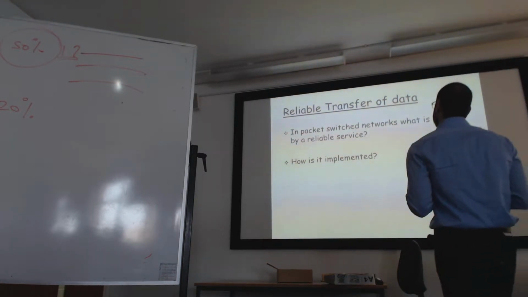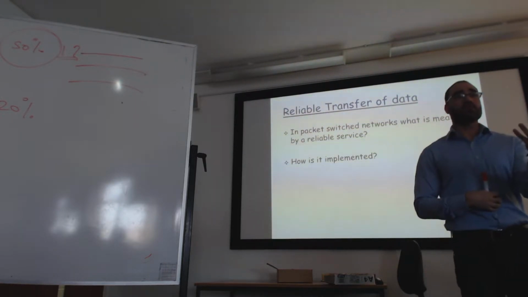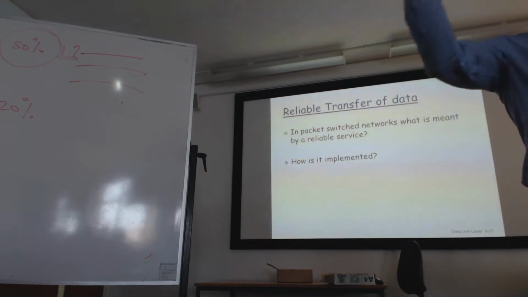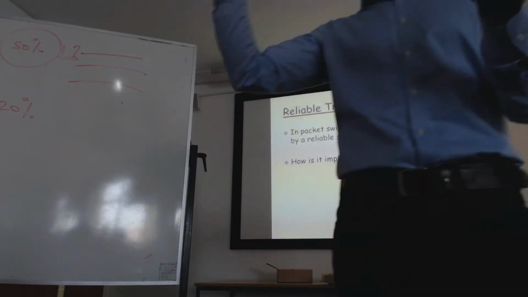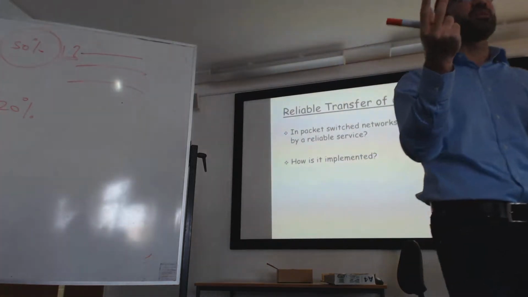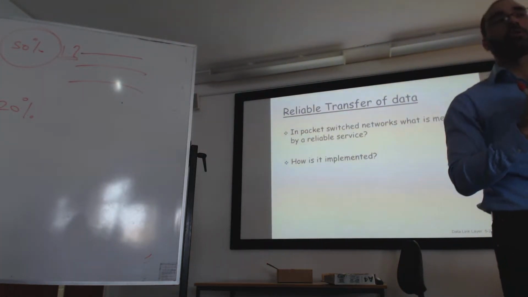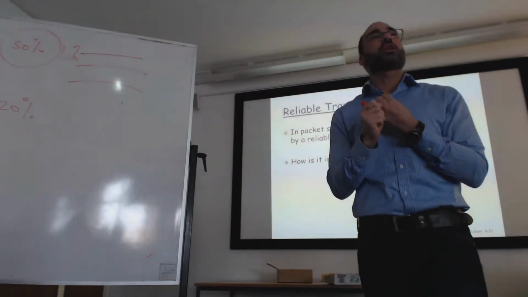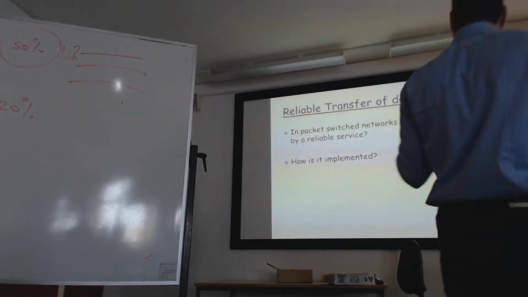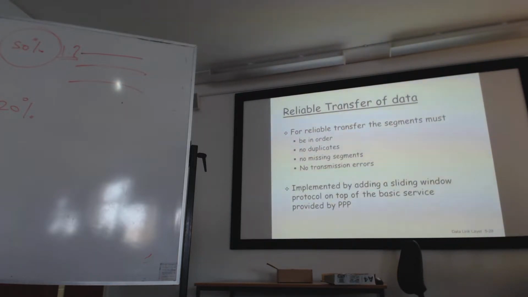So in packet switched networks, what is meant by reliable service? We mean by reliable service that packets arrive in order, with no missing packets. We should receive all the data, and whatever you send is being received. That's very simple. They should be in order. That's the main key. They should be in order, and then you have them all arriving at a destination. So how is it implemented? We said we use a sliding window protocol here.